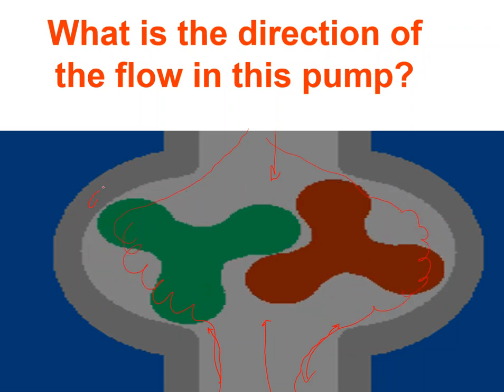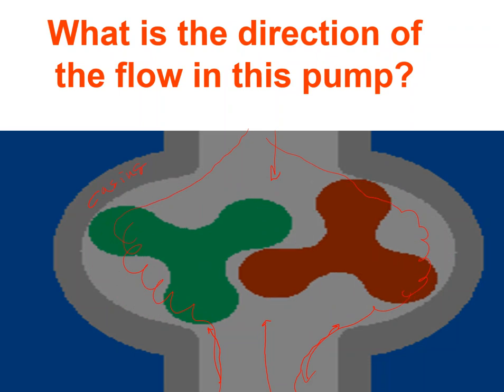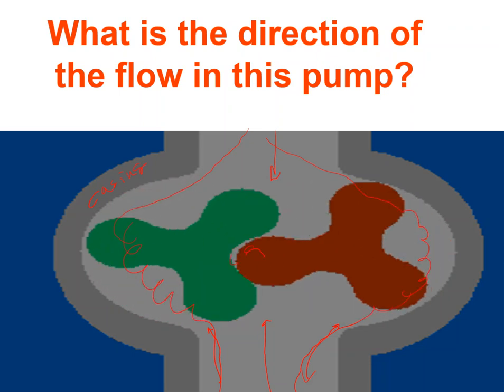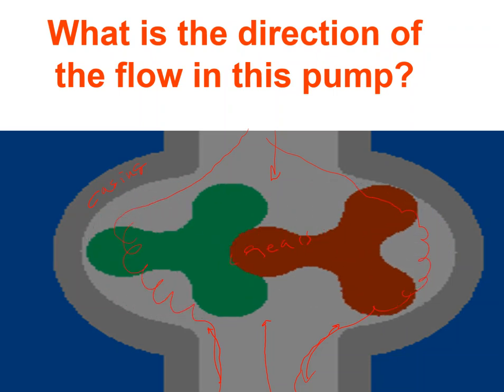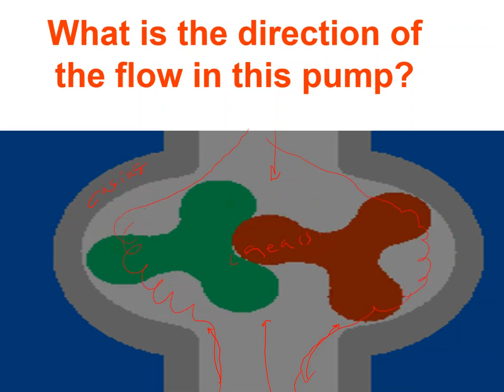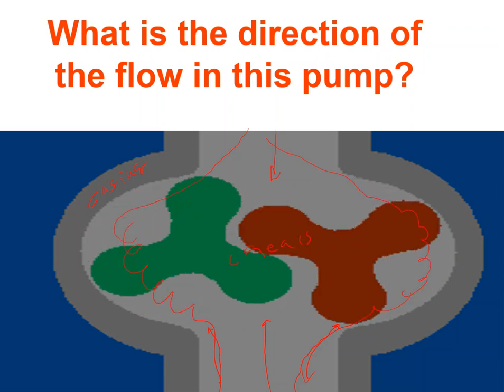This is called casing, and those are called gears. Okay, the fluid is trapped between the gears and the casing, and here in this pump, the fluid is flowing from up to down.